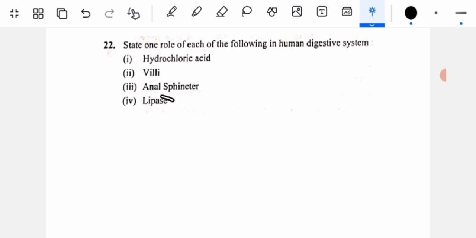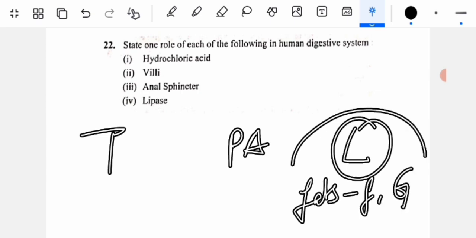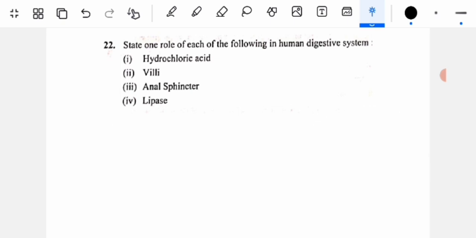It's a voluntary one. Lipase: in the pancreatic juice we have learnt about trypsin, pancreatic amylase and lipase. Lipase converts fats to fatty acids and glycerol, we have learnt. This is the role of it, which we can call fat digestion. Next question.